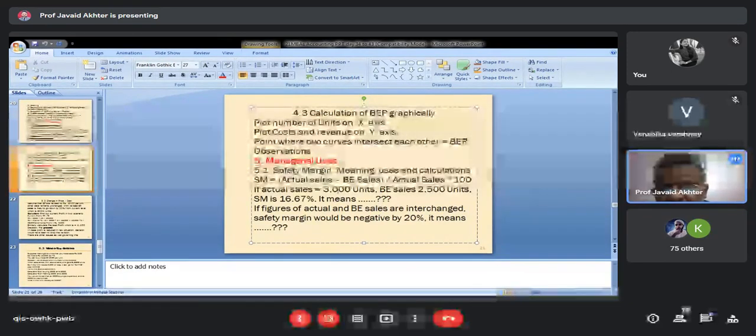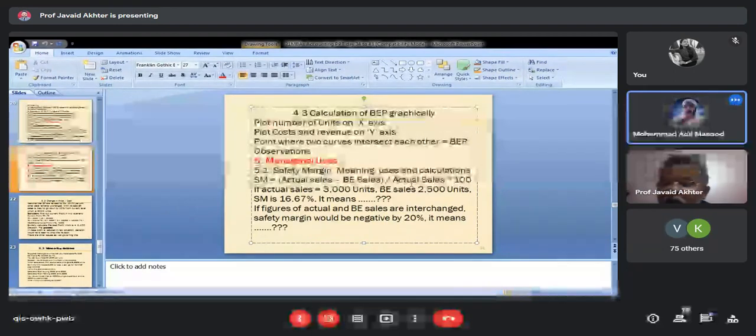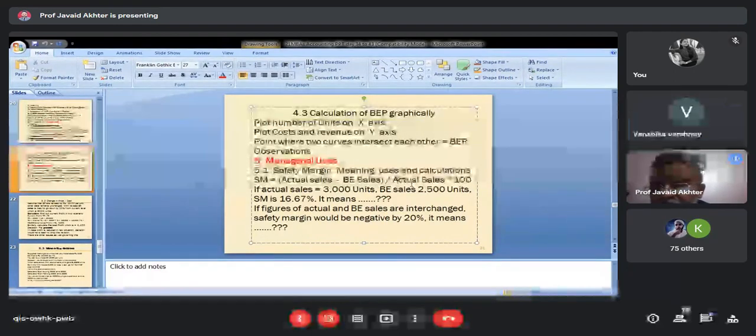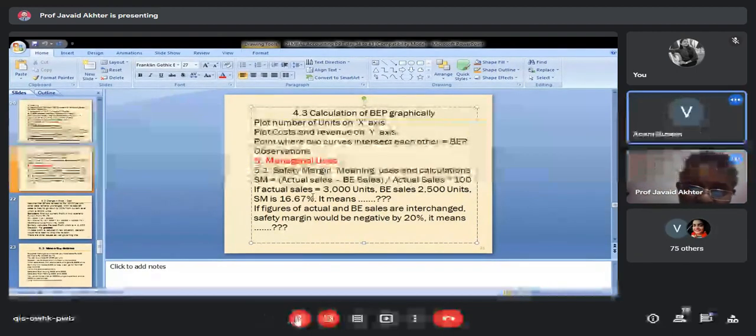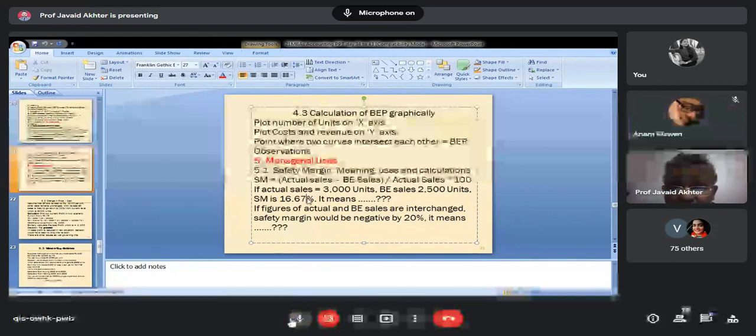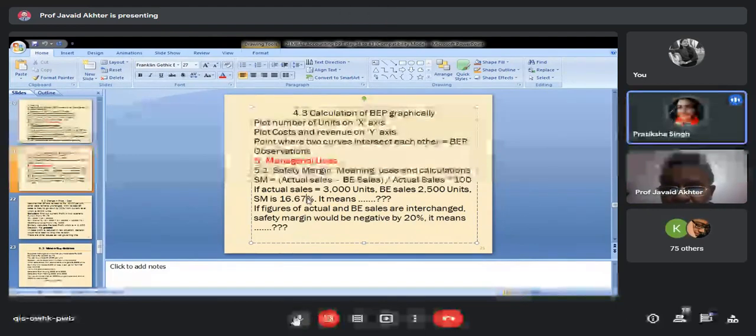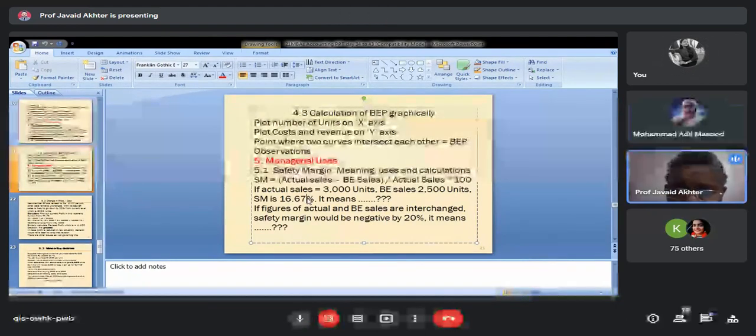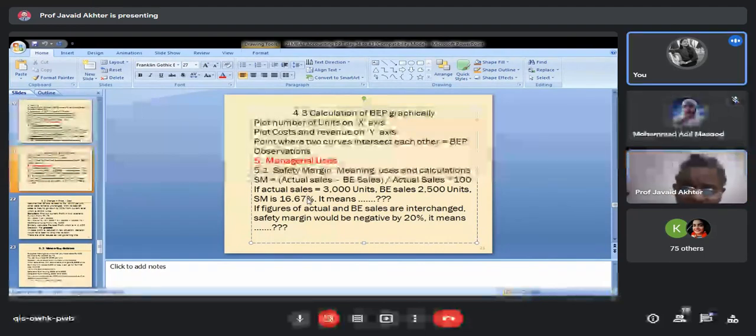2,500 units. Let us assume that our actual sales is 3,000. What data do you require? Actual sales and break-even sales. One we have already assumed, 2,500. You further assume that your actual sales is 3,000. If your actual sales is 3,000, your break-even sales is 2,500. The answer is 500.